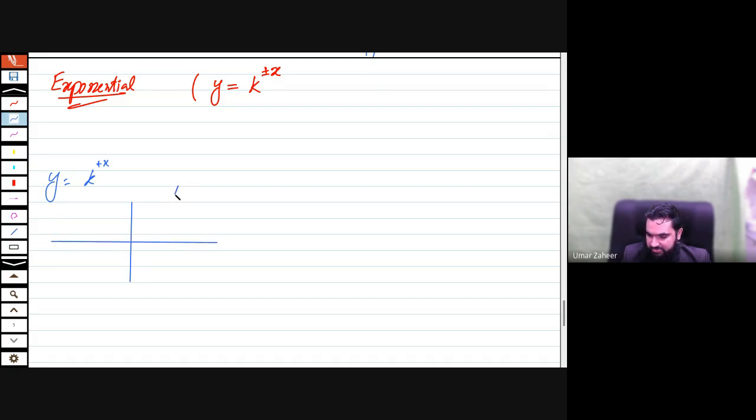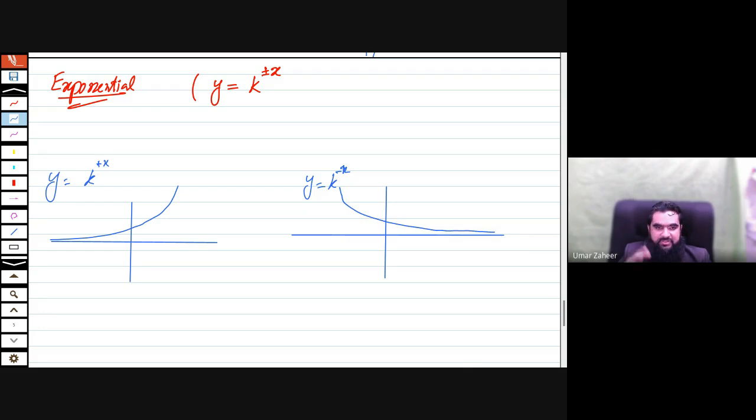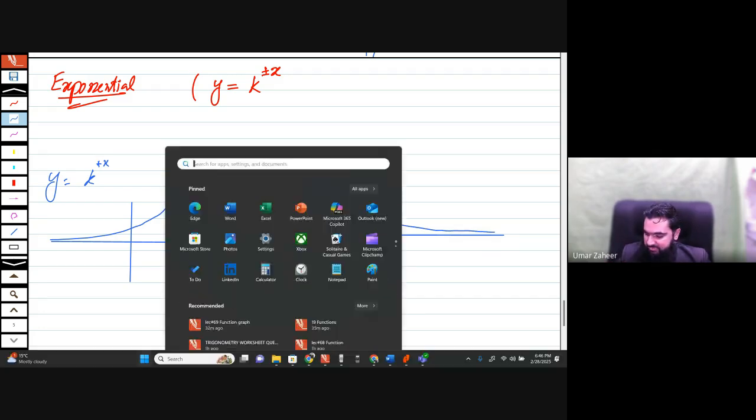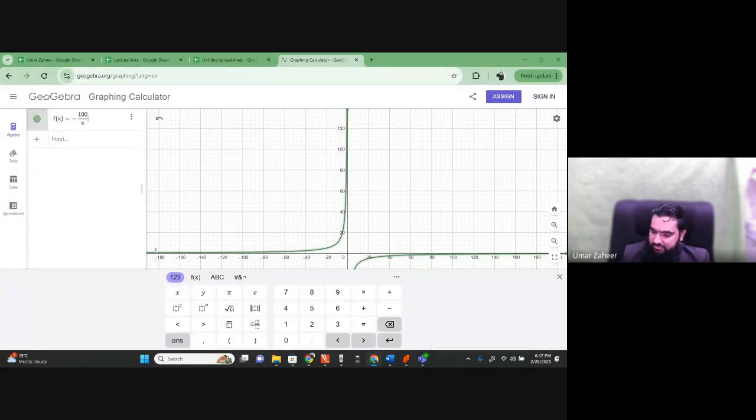It starts from the second quadrant and makes an asymptote-like shape there, rising in the first quadrant. And for example, if you have y is equal to k power minus x, then the graph will start in the first quadrant and make the asymptote type shape in the second quadrant like this. So just by making a change in sign, you will get the graph. Let's see how to check. For example, you have 2 raised to power x.